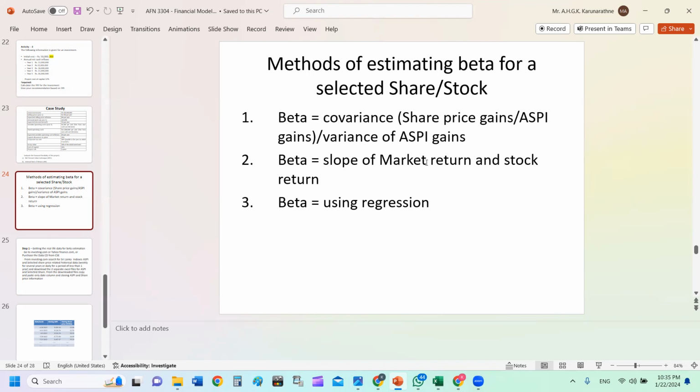Getting market data, downloading market data, and using real information to compute beta. Beta reflects the risk of a particular share, the business risk.